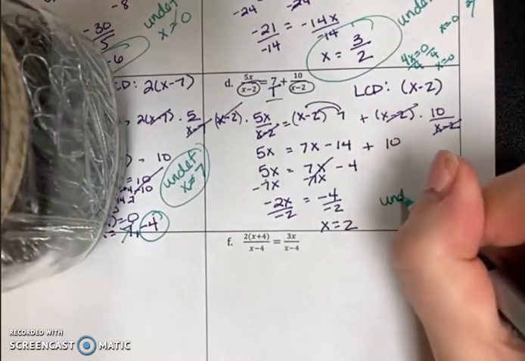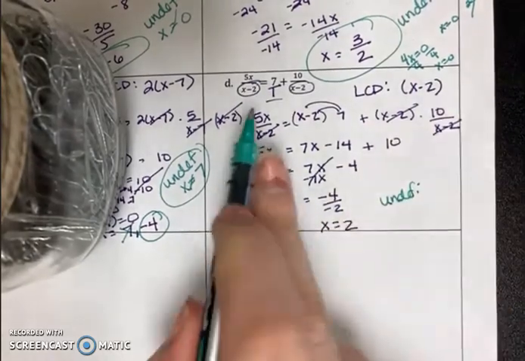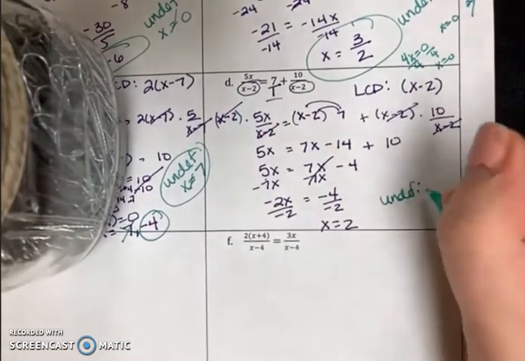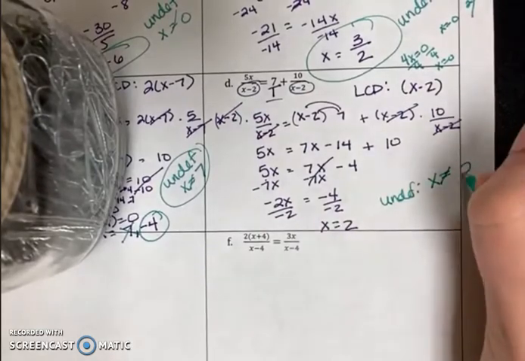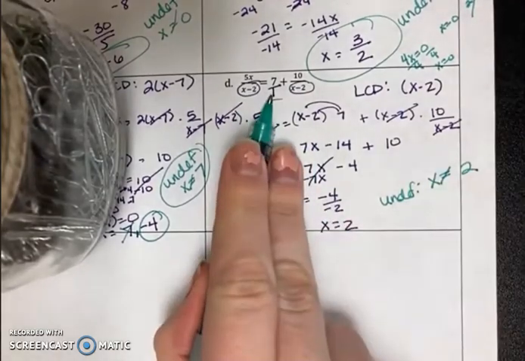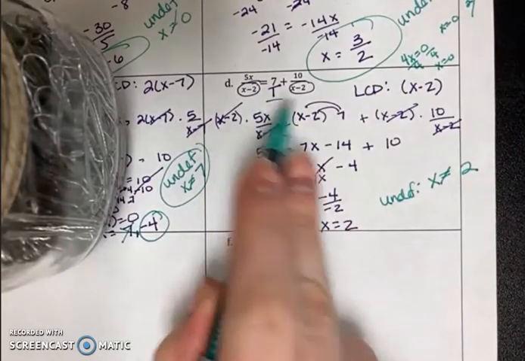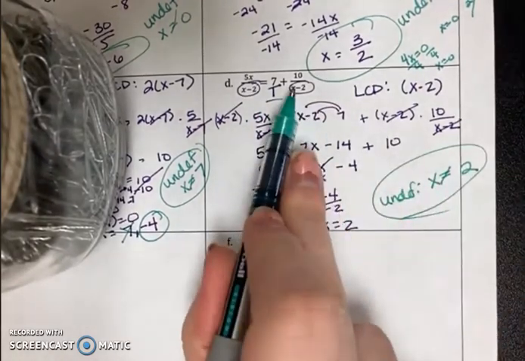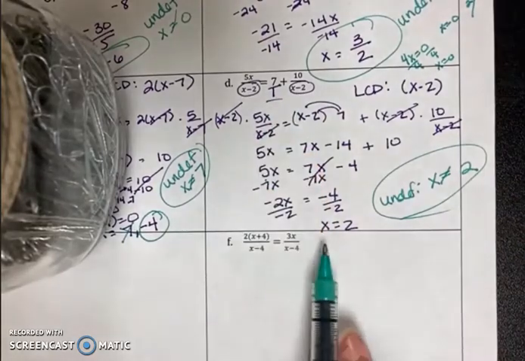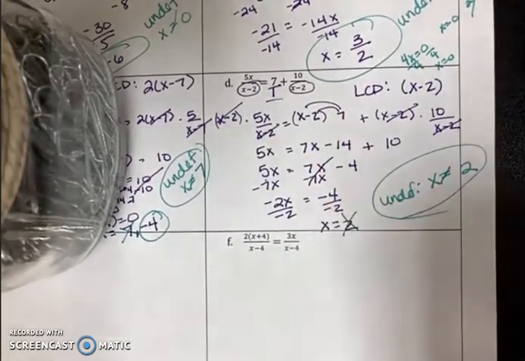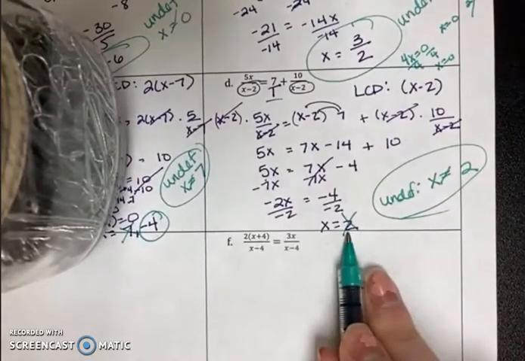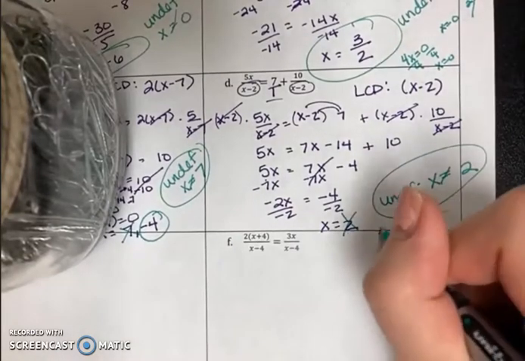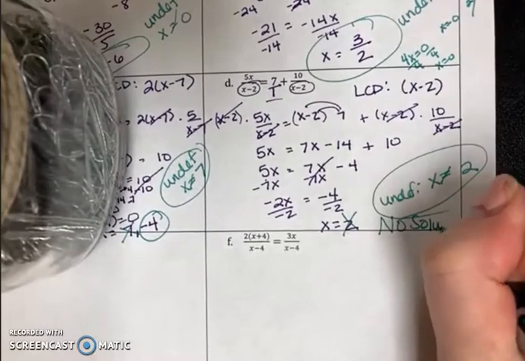So it's undefined when x minus 2 equals 0, so x cannot equal a positive 2. And that 1 will not give us a solution where it's undefined. So it's just undefined at x equals 2 because of this as well. And yes, this is extraneous. So when our only solution is extraneous, you need to write no solution.